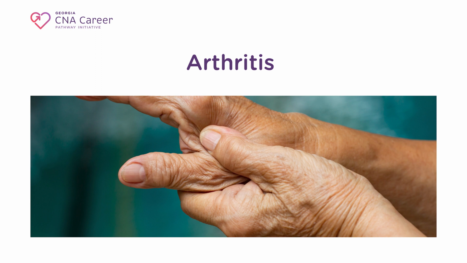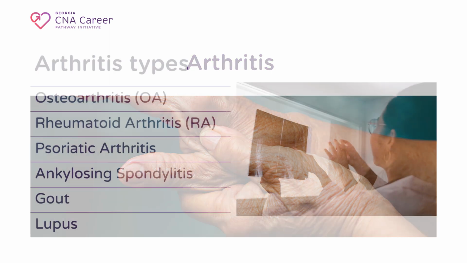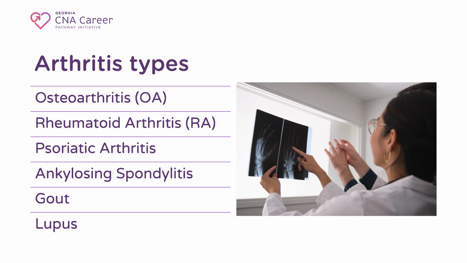Arthritis refers to a group of disorders characterized by inflammation and pain in one or more joints. It is a chronic condition that can affect people of all ages and can lead to joint stiffness, decreased mobility, and overall reduced quality of life. There are numerous types of arthritis, each with its own causes, symptoms, and treatment approaches.